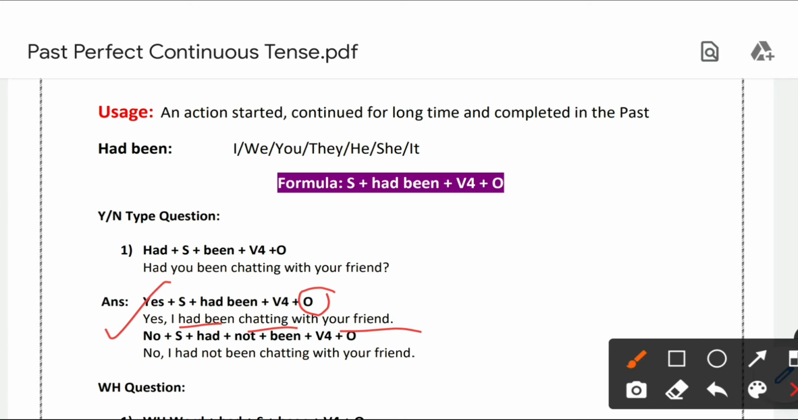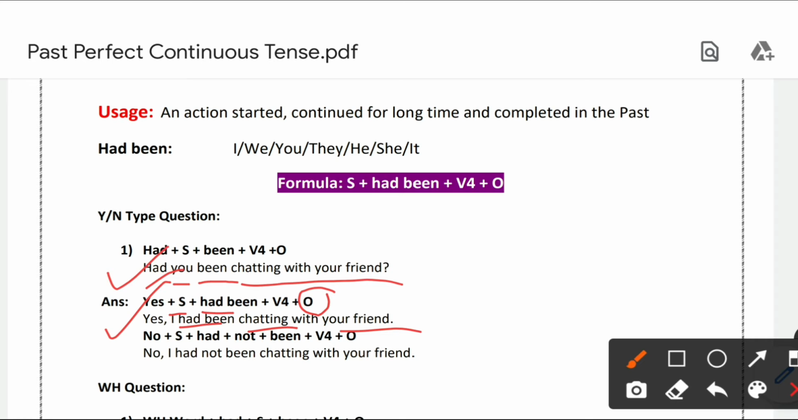Now if there is a question, and that too with either a positive or negative response, then you have to start your question with a helping verb. The helping verb is had been, but we have to start our question with had, then the subject should be used, then been. Had you been chatting with your friend? Here, the first two words have been swapped, subject and had.